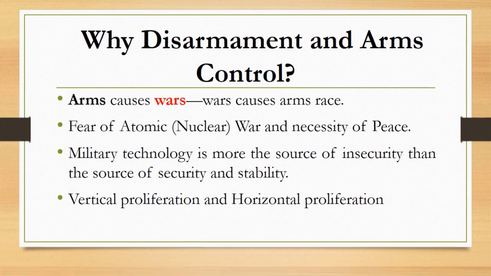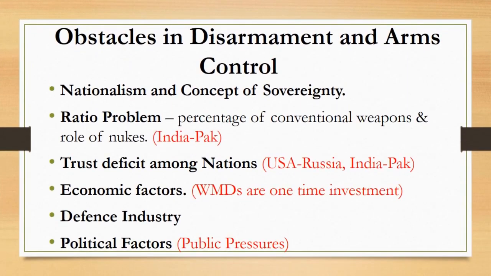Now we will see what are the obstacles and hurdles on the way of disarmament and arms control. First one is nationalism and the concept of sovereignty. The current model of the world is based on the nation-state system. Every state is a nation-state.